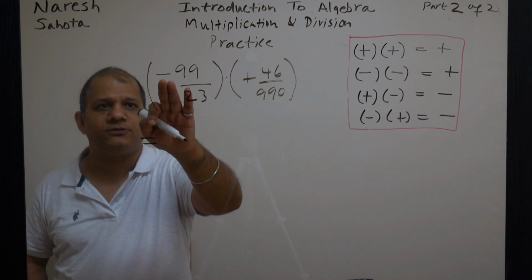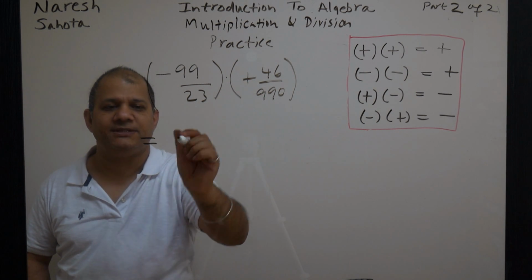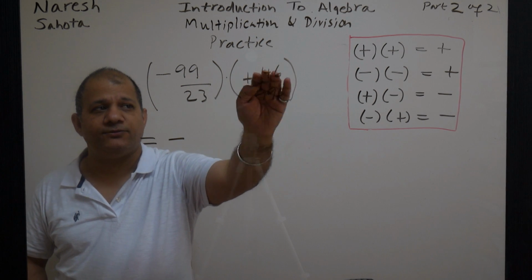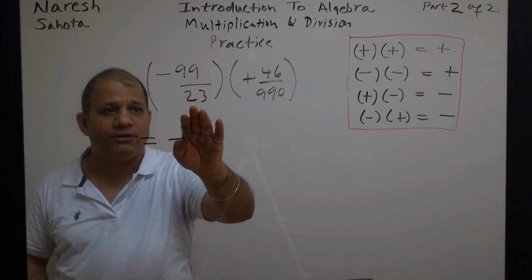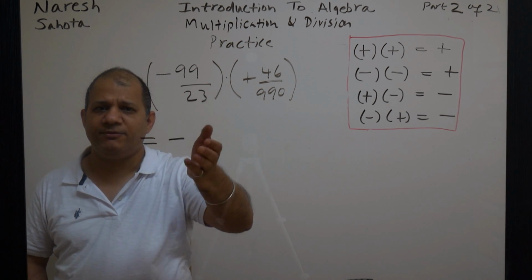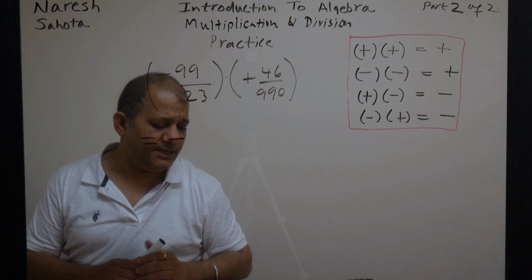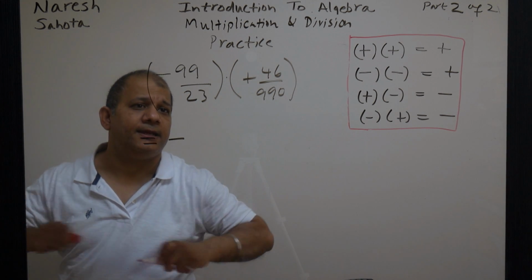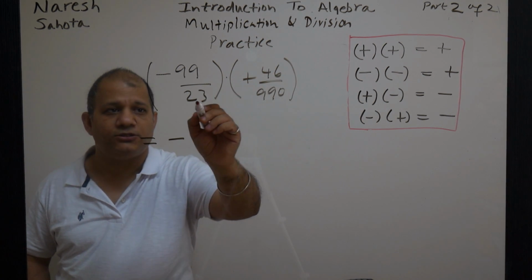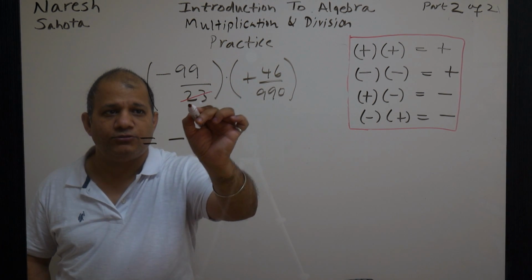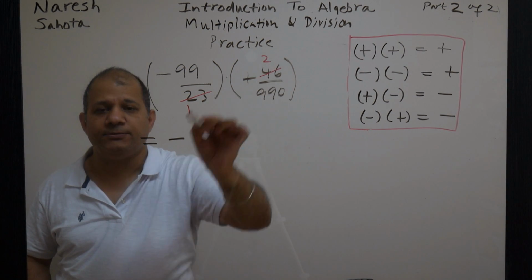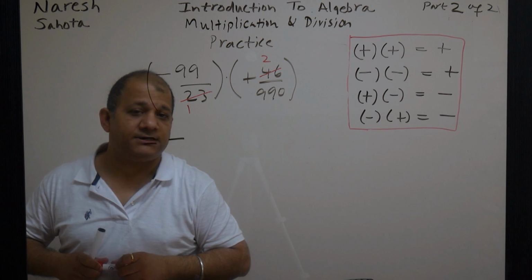First figure out the sign. Negative times positive is negative. Now the numbers are big, so straight multiplication, 99 times 46, I'm going to get a huge number. 23 times 990, another huge number in the denominator. So can I simplify? Can I reduce before I actually multiply? Yes, I can. I see that 23 is a factor of both 23 and 46. So I can reduce this. 23 goes into 23 once. 23 goes into 46 2 times. So that's a big help.